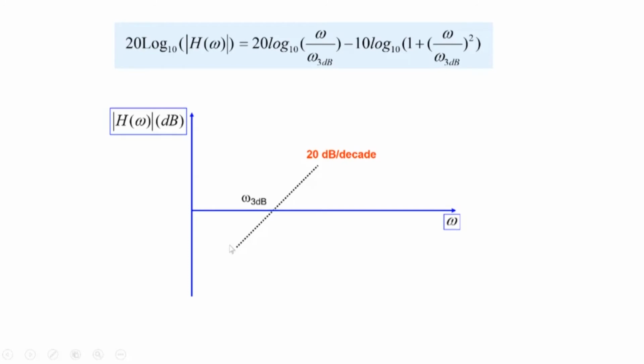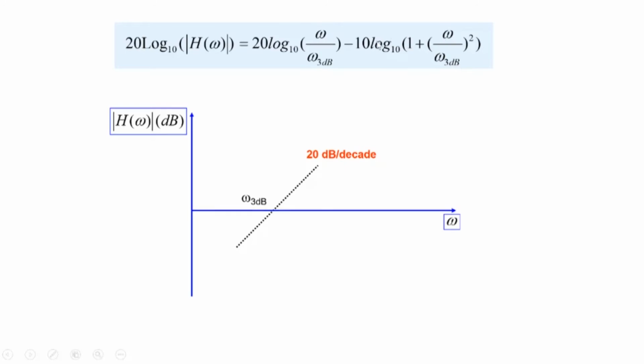First term is like this here. Note that it's a term here. So at omega equal to omega 3 dB, magnitude is 0 dB here. And then it increases at a slope of 20 dB per decade here. So this is this segment here. This one also has a corner point at omega 3 dB.